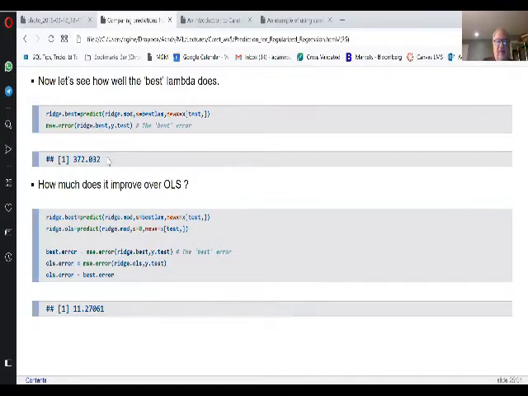But nonetheless, we can ask, does it improve over OLS? I know what my best lambda is. I just rewrote this. And the OLS prediction is, I just set the lambda equal to 0. And I can find the MSE errors for both of them and compare them. And you can see that the best error is about $11,000 better than the OLS. So it is better. It's not a lot better in this case, but it is better.